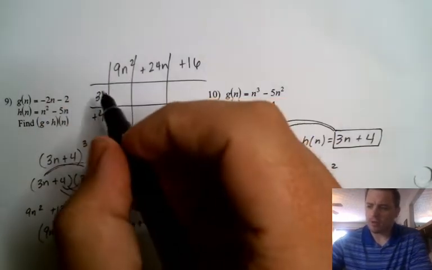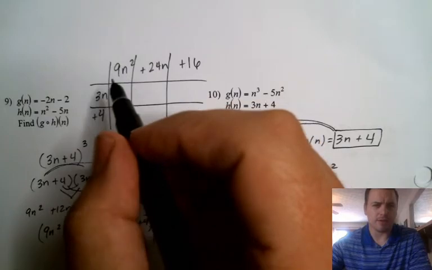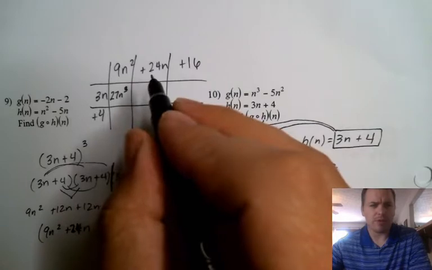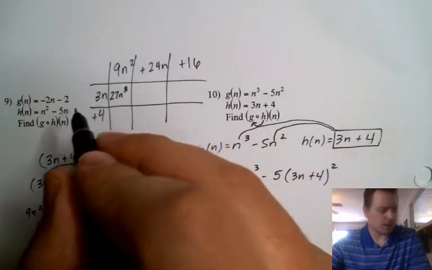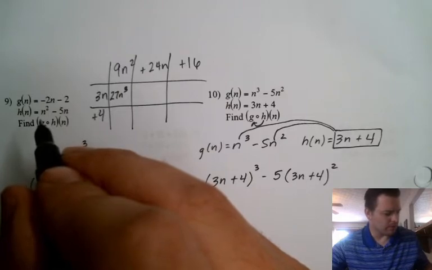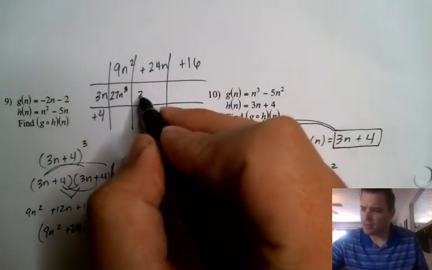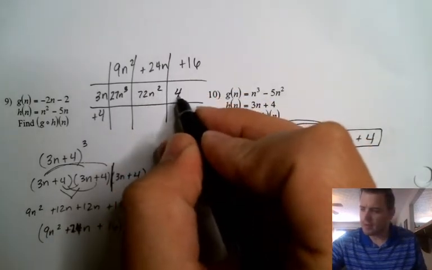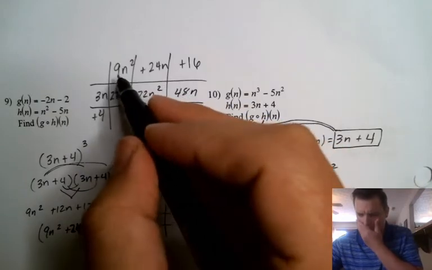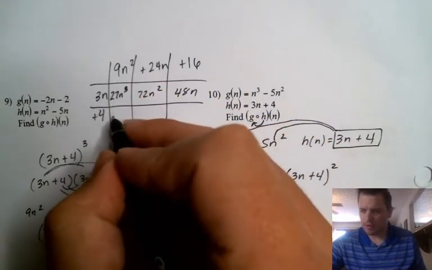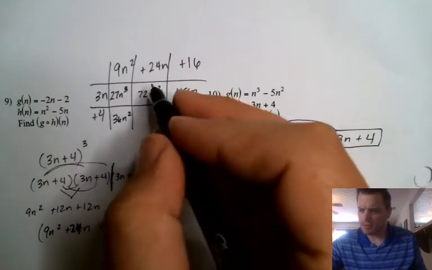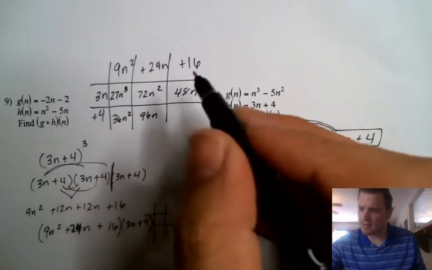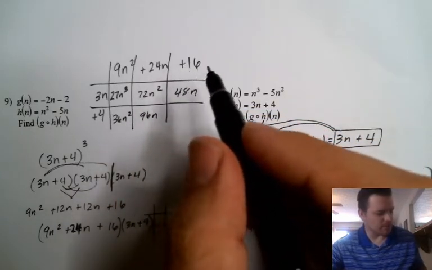Okay, so 9n squared times 3n would be 27n cubed. 24n times 3n, 24 times 3 is 72n squared. 16 times 3 is equal to 48n. 9n squared times 4 would be 36n squared. 24 times 4 would be 96n. And 16 times 4 would be 64.